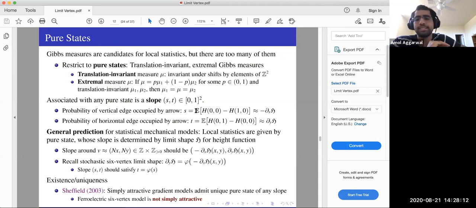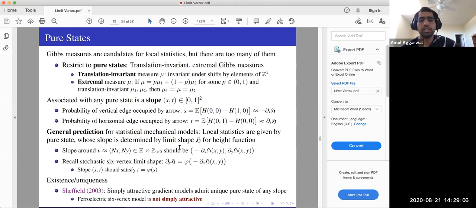In terms of the height function, S is h(0,0) minus h(1,1), which you can view as the negative of the x derivative of the limit shape. And T is h(0,1) minus h(0,0), which is the y derivative of the limit shape. So the general prediction in this context for statistical mechanical models is that the local statistics at any point are governed by a pure state whose slope is determined by the limit shape. More precisely, if I pick some vertex v, which is like (x, y) in the domain, then if I zoom in and take an O(1) by O(1) neighborhood around that point, the local statistics should be given by a pure state of slope (minus partial x of h, partial y of h) at (x, y).